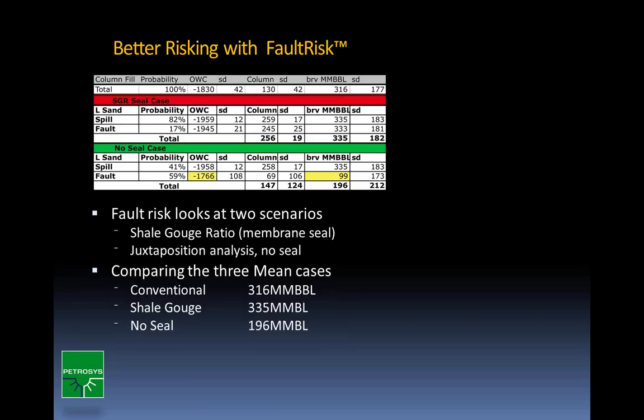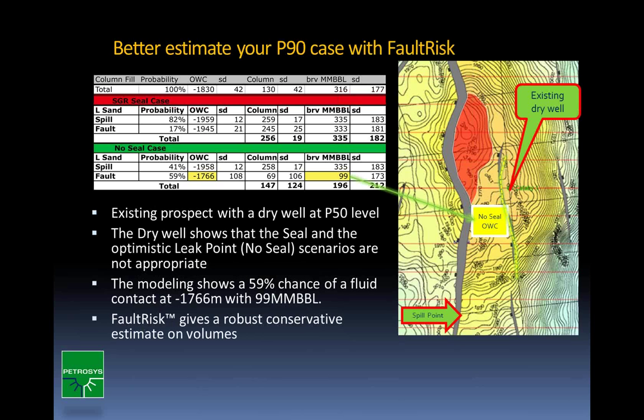One of the things that FaultRisk experts have found analyzing data in 150 different contacts is that interpreters often overestimate the trap column. By taking this rigorous approach, we're making a big improvement in accuracy. So we pretty much know what's going on in this case anyway, because there's an existing dry well that they've drilled at approximately the P50 level.